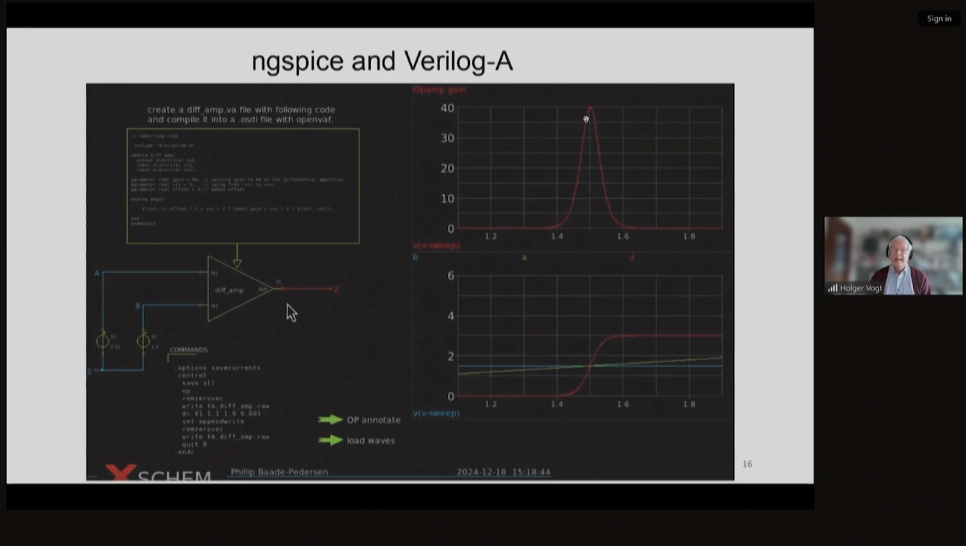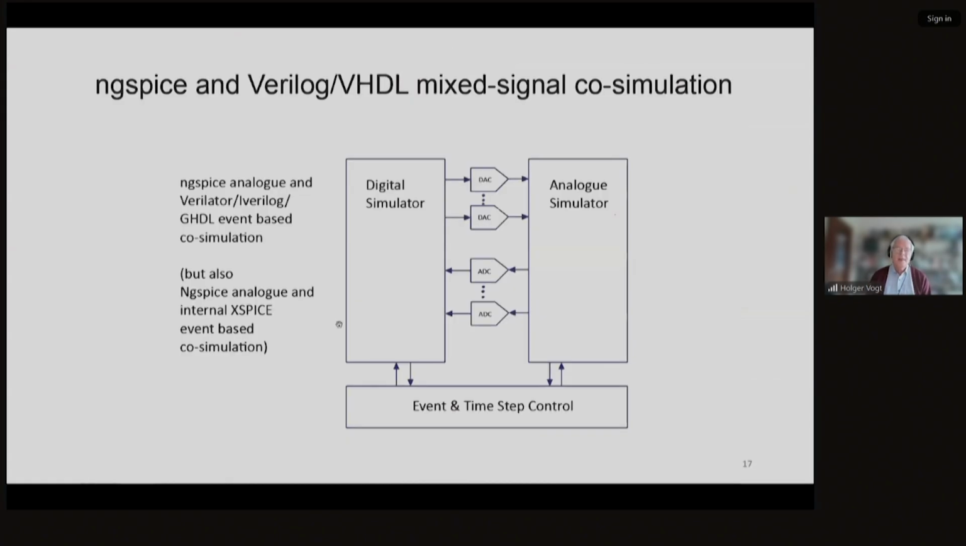And this is the gain versus the input voltage. So you have to be careful to have a good operating point. And the gain is up to 40 for this device. You can design that, compile it with OpenVAF, load it into Ngspice, and do a simulation. This is the analog part.